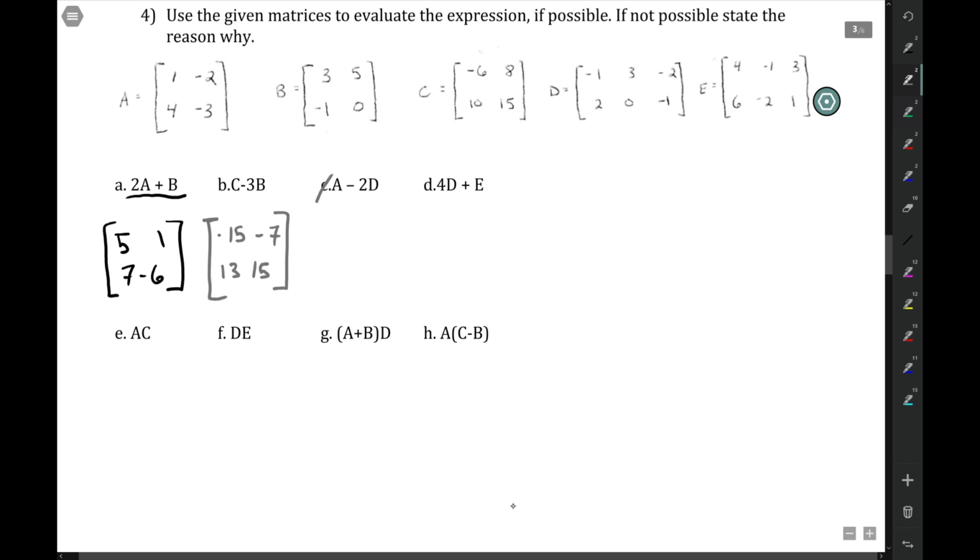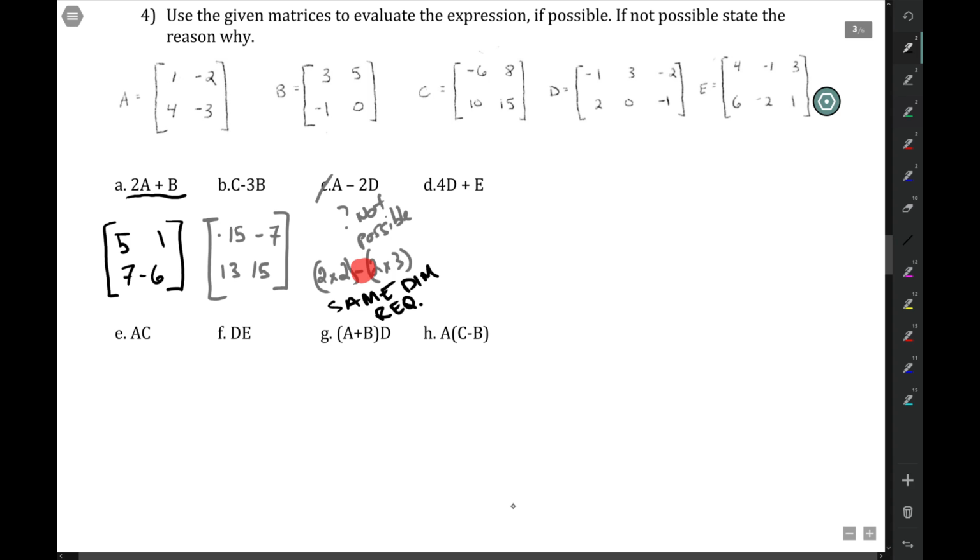C is not possible. Now, why is it not possible? Because your calculator told you so isn't exactly the best answer. A is a 2 by 2, and D is a 2 by 3. To add and subtract, again, you need the same dimensions. Same dimensions are needed for that one.